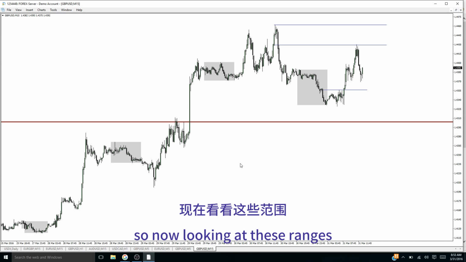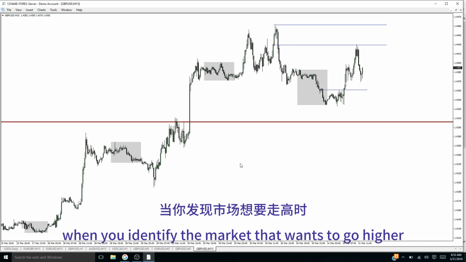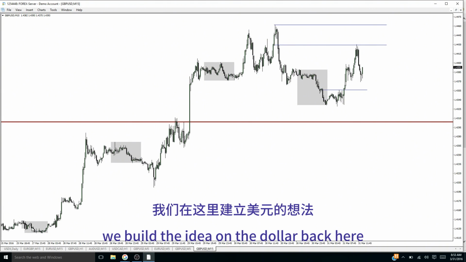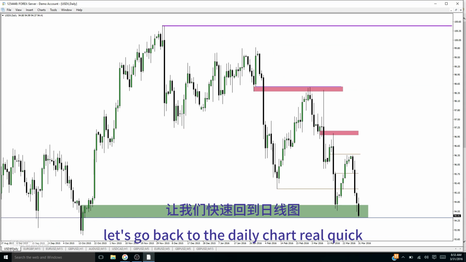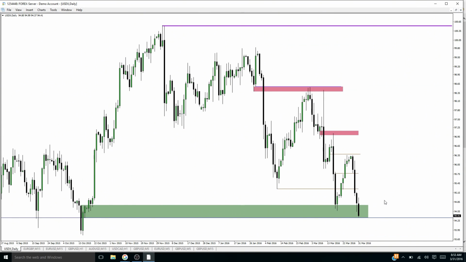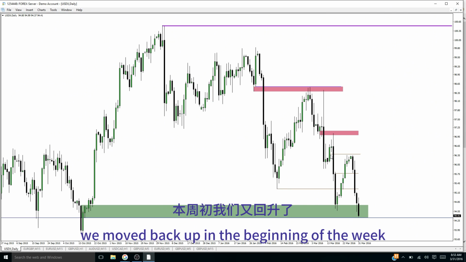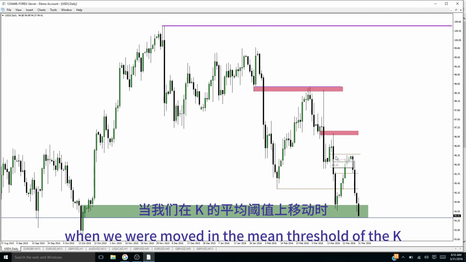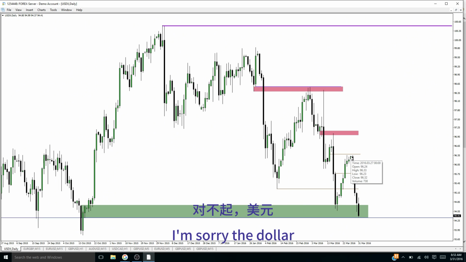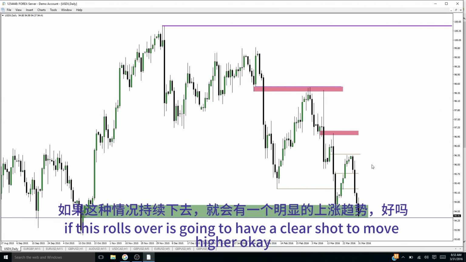So now looking at these ranges, when you identify the market that wants to go higher, we've built the idea on the dollar back here. Let's go back to the daily chart real quick. We had ideas suggested that we moved back up in the beginning of the week. We moved into the mean threshold of the dollar. So therefore, the cable and fiber, if this rolls over, is going to have a clear shot to move higher.